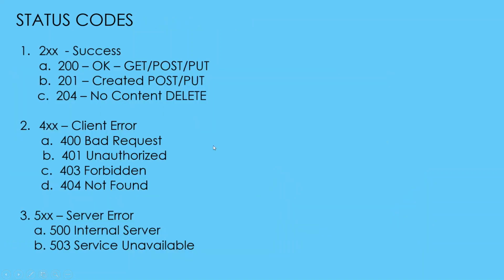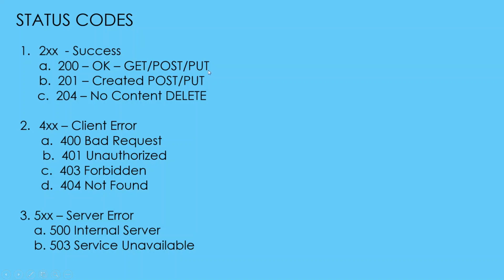Ensure that the API returns proper status codes and payload as required. The most commonly used status codes are the 2xx series, 4xx series and 5xx series. So at least this set of status codes should be present in any API. So let's take a look at the 2xx series, which determines success. If the response is 200, it is okay, the transaction was successful, and it can be returned for get, post and put verbs.